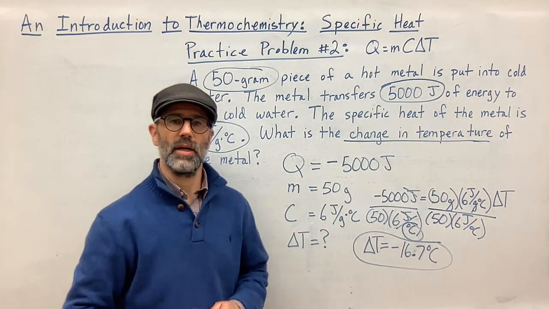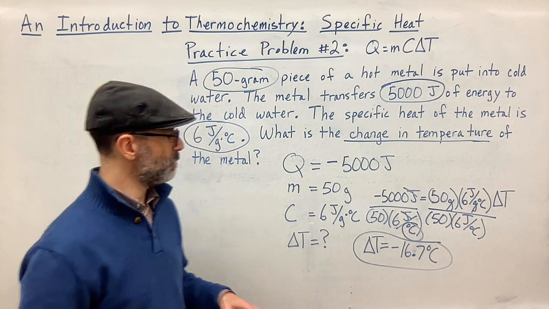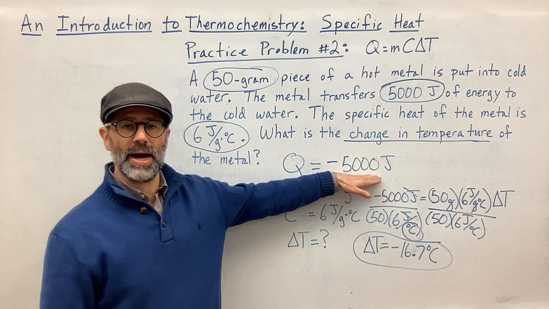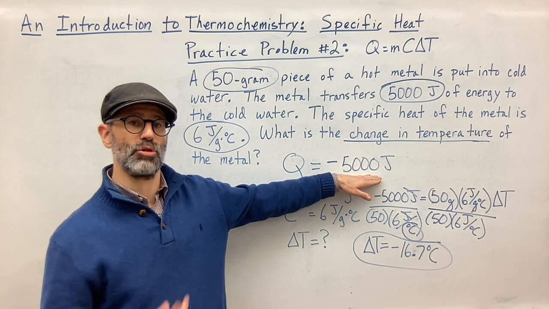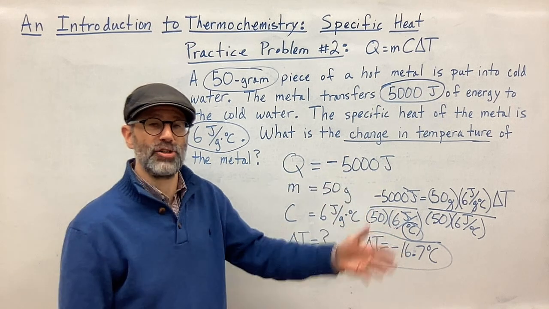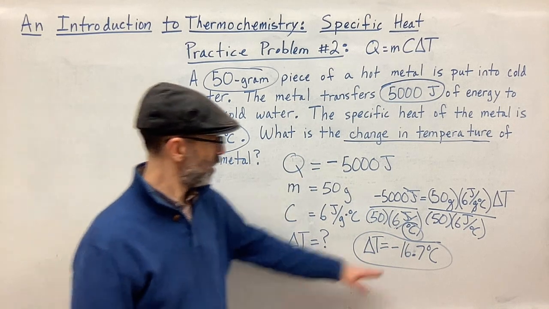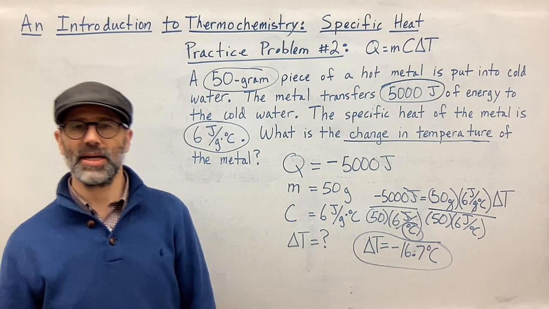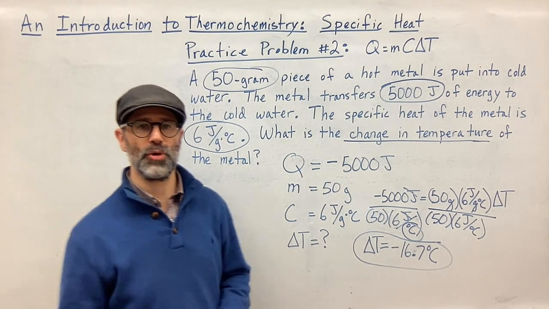So there's my answer. So that's the change in temperature. And that makes sense because remember, my piece of metal is the system, and that's losing 5,000 joules. So if it's losing that energy, the temperature is going to go down. I'm going to have a negative change in temperature, which is what I get. So it makes sense. Okay, let's do our final practice problem number 3.